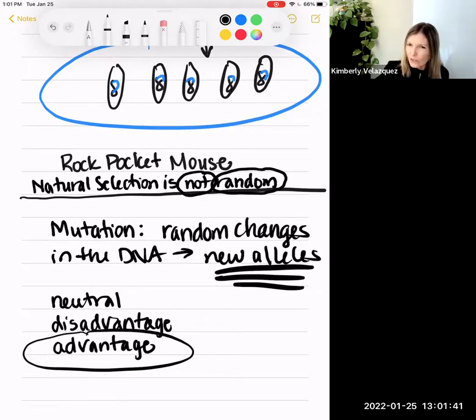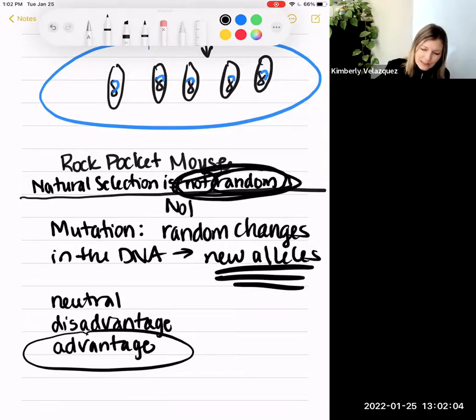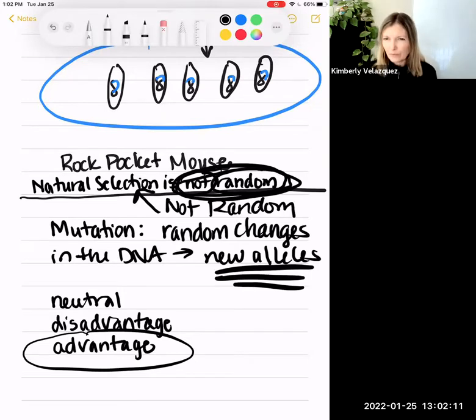And you're going to see in that story of the rock pocket mouse a really key mutation that offered a survival advantage. If it hadn't, it probably just would have gone away. It wouldn't have become more common. But mutation is how new alleles arise in the population. But natural selection is not random. I shouldn't have circled those separately. I should have circled them together. Not random. Not random. Natural selection. But mutations are random. Other ways that microevolution can occur.